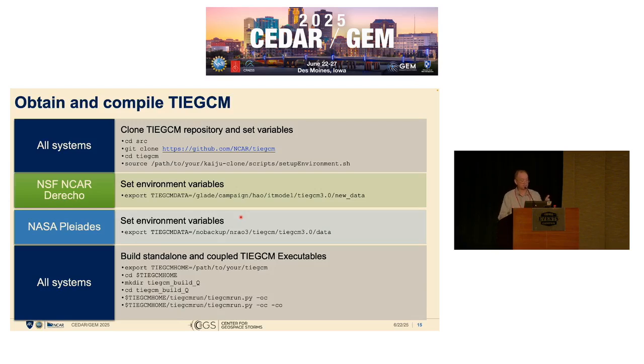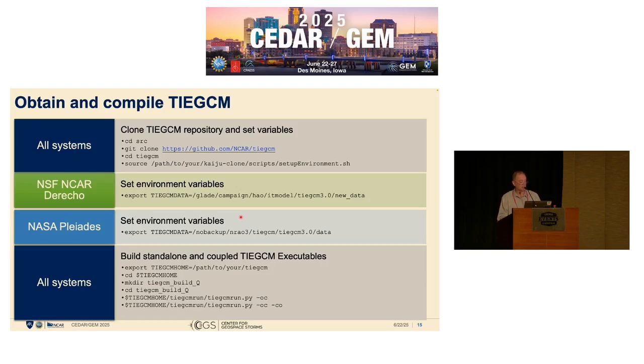Here are the system differences. You're going to use the same module set that I talked about in the beginning, so you don't need to change the modules. In fact, if you change the modules, there are going to be problems because you need to have built the TIEGCM code with the same compiler that you built the magnetosphere Kaiju code base with.